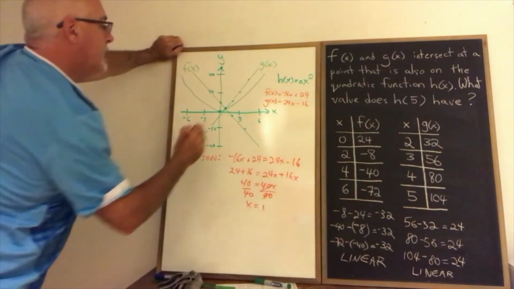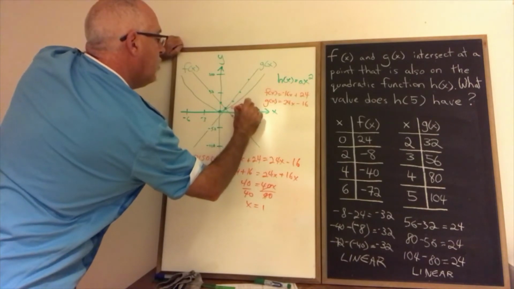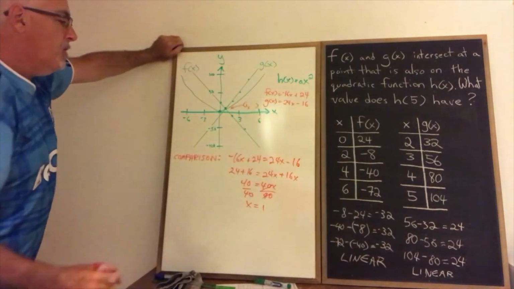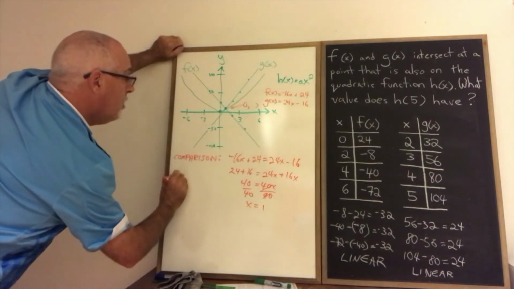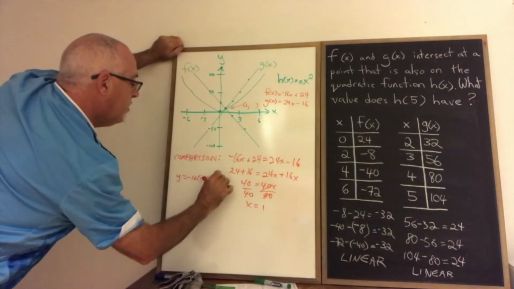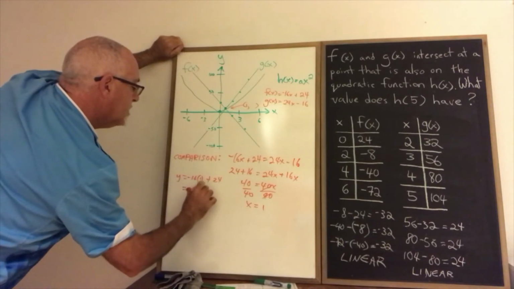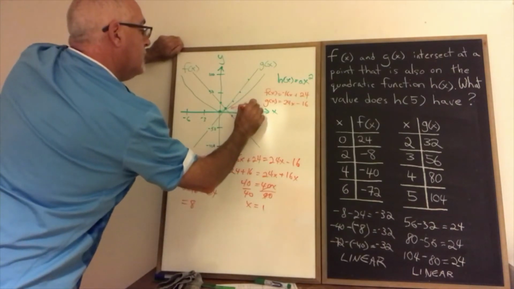I have the x coordinate of my point of intersection, 1. Let's find the y coordinate. Using f of x, y is equal to negative 16 times 1 plus 24, which is negative 16 plus 24, which is positive 8. Y is equal to 8.